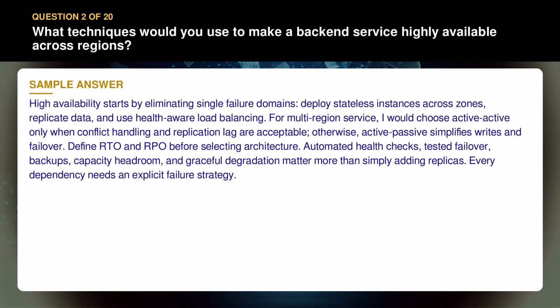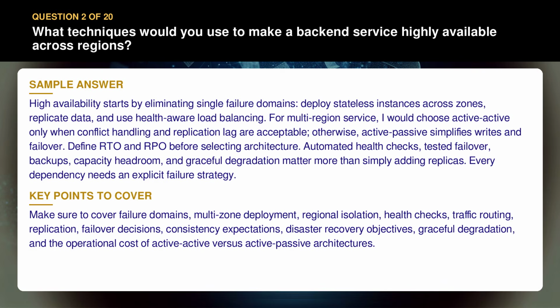Define RTO and RPO before selecting architecture. Automated health checks, tested failover, backups, capacity headroom, and graceful degradation matter more than simply adding replicas. Every dependency needs an explicit failure strategy. Make sure to cover failure domains, multi-zone deployment, regional isolation, health checks, traffic routing, replication, failover decisions, consistency expectations, disaster recovery objectives, graceful degradation, and the operational cost of active-active versus active-passive architectures.